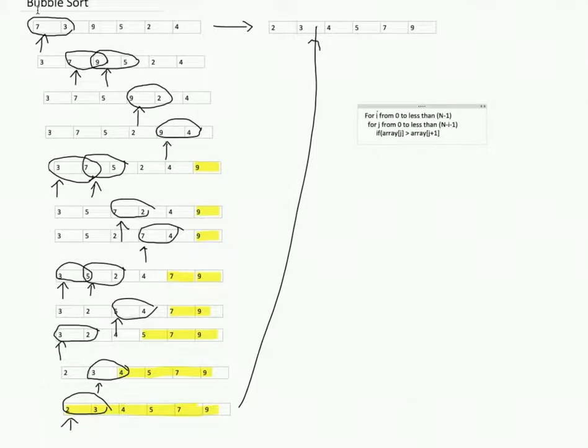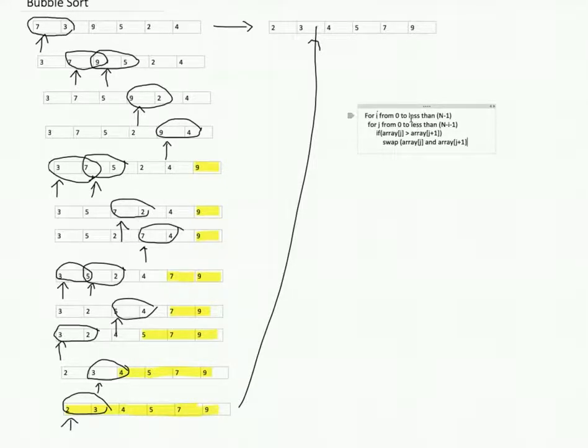So we compare, for example, the first element with the second element. If the first element is greater than the second element, then we have to swap array of j and array of j plus 1. And that's it. We're done.